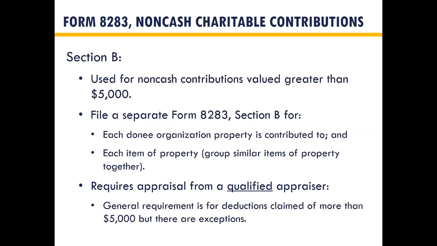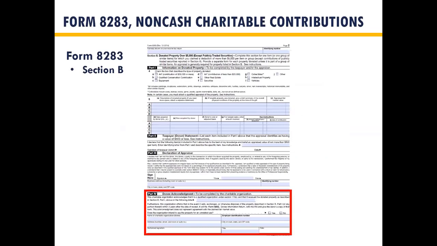So the 8283 Section B is required for non-cash contributions, excluding publicly traded securities, that are valued greater than $5,000. And there are some qualified appraisal requirements, but it should be up to the donor and their tax advisor to go through and visit about what the completion requirements are for that form, because it is part of their tax reporting.